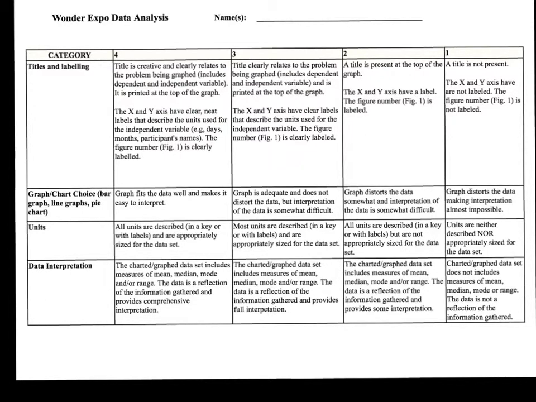Graphs fit the data well, and it makes it easy to interpret. So you need to choose the right type of graph. That could be a bar graph, maybe it's a line graph depending on what you're trying to show, or perhaps it's a pie graph. Remember, you can use multiple graphs in your expo to show different things. Are your units clear and appropriate? Do they make sense? That's something that would be shown in your axis and be tied in with your data. Lastly, does your data make sense? Is it an interpretation of the data that you've actually gathered?